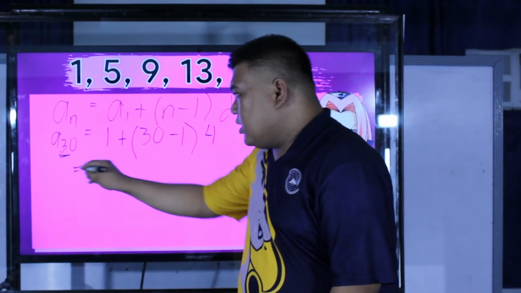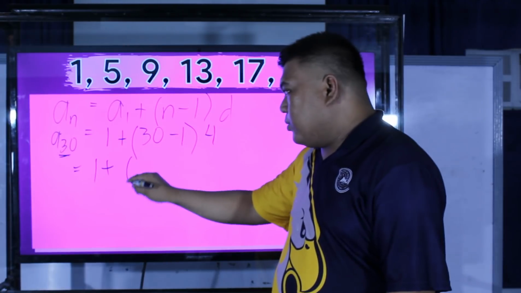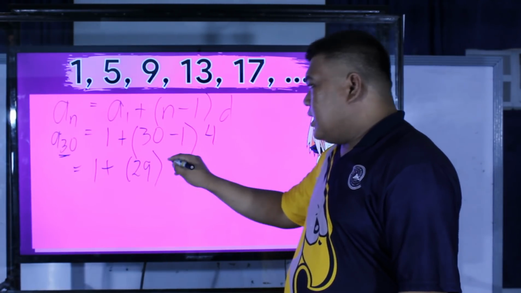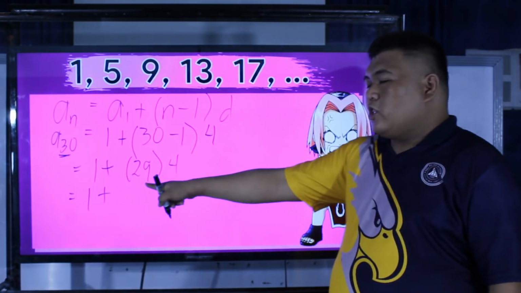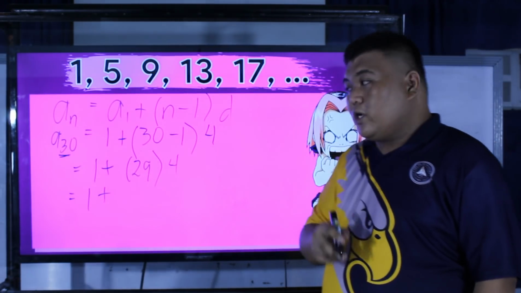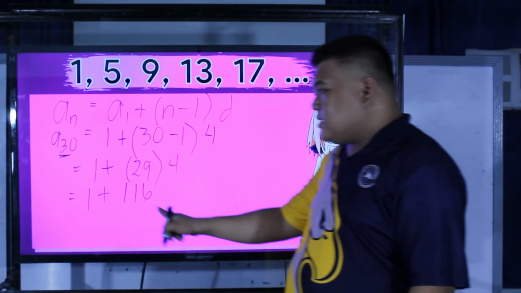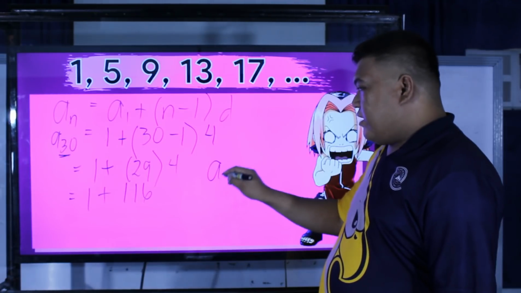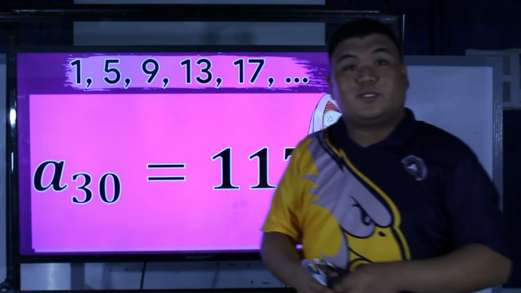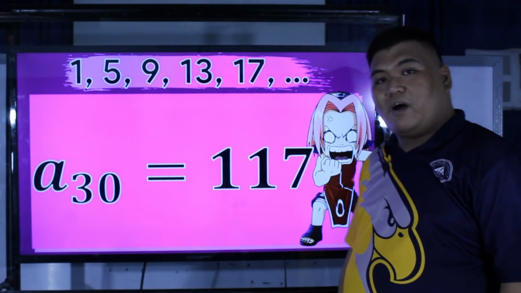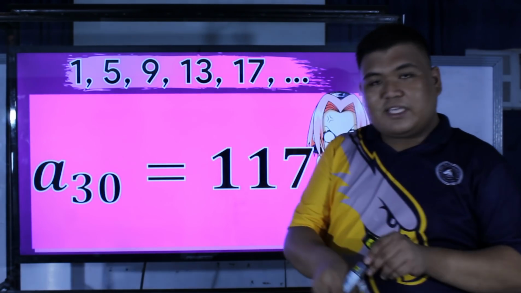Following the PEMDAS rule, we will have 1 plus 30 minus 1, which gives you 29, times 4, equals 1 plus 29 times 4, which gives you 116. And 116 plus 1, so we have a sub 30 is equal to 117. So therefore, the 30th term of the sequence is 117.